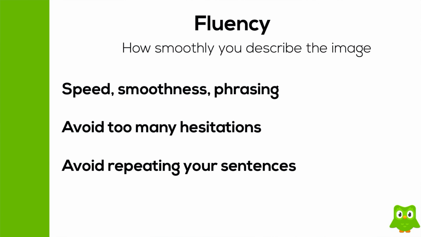Okay, moving on. Next we have fluency. This refers to how smoothly you describe the image. So for this, you should think about your speaking speed, smoothness, and phrasing. You also want to avoid hesitations and repetitions. I've seen a lot of students who answer this task, they get a little bit stuck when they're speaking, so they say a lot, or they simply just pause during a sentence.